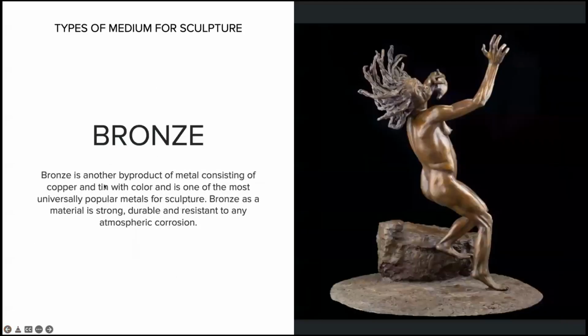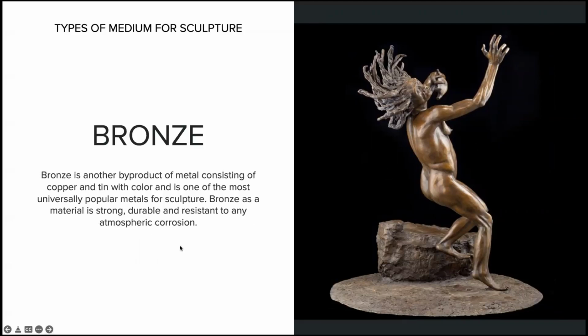Bronze is another byproduct of metal. This one is an alloy, meaning you combine two metals. It is a product of metal consisting of an alloy of copper and tin, and it's one of the most universally popular metals for sculpture. Bronze as a material is strong, durable, and resistant to atmospheric corrosion.